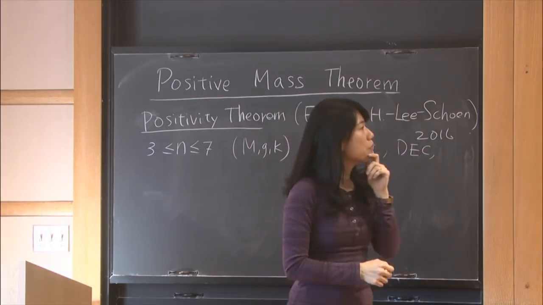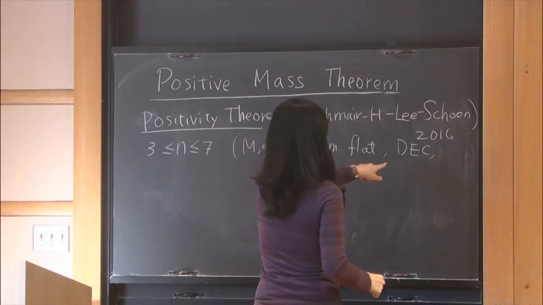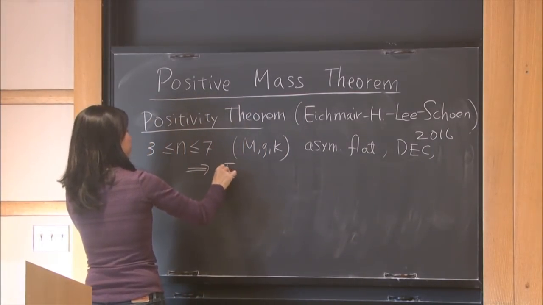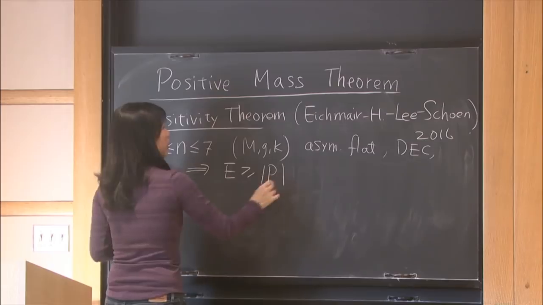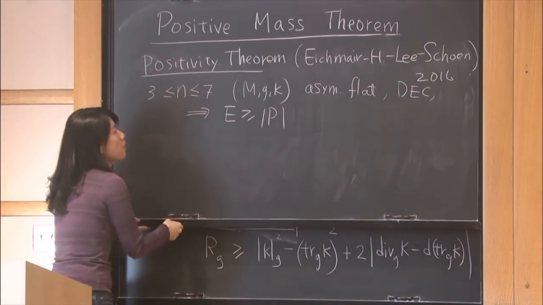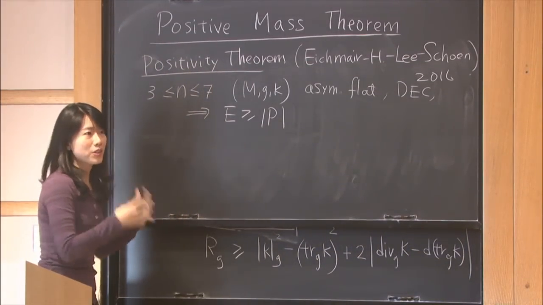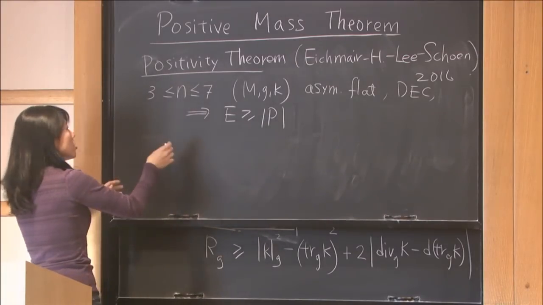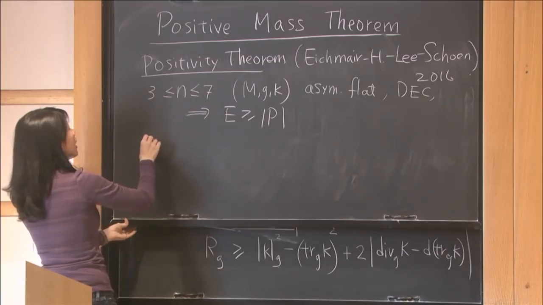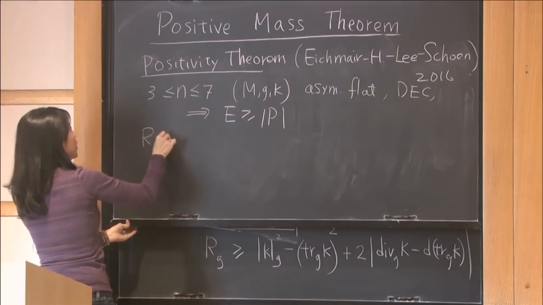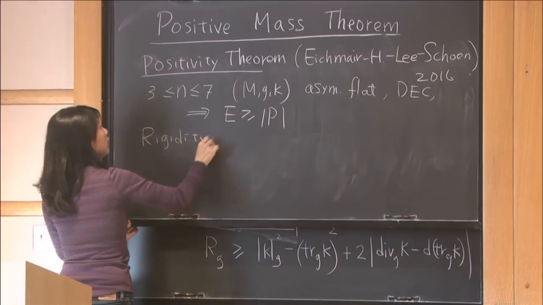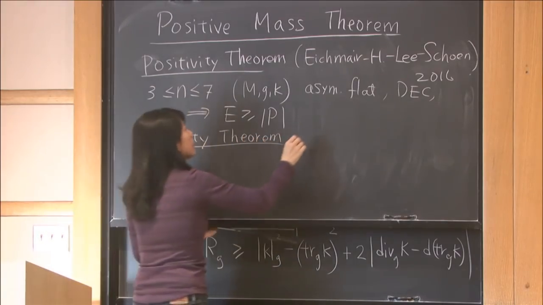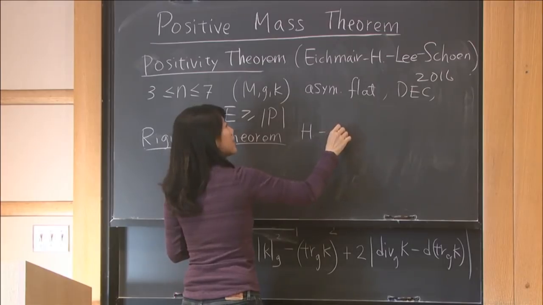So I will often abbreviate dominant energy condition as DEC. Okay, so our proof is indirect. Suppose the inequality is false, then we get a counterexample. So it doesn't show you what happens in the equality case. So that's in a separate argument, and that's a joint work with Stan Lee.